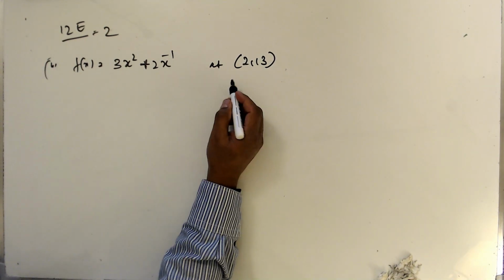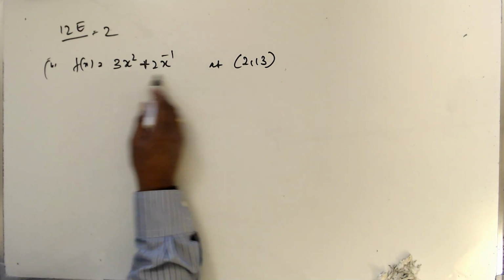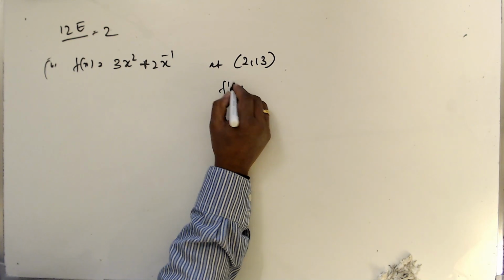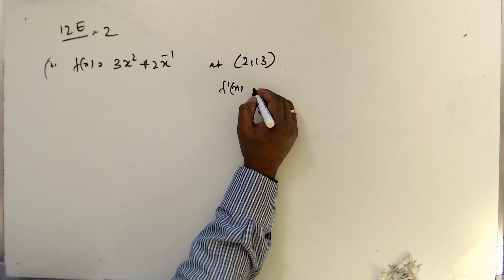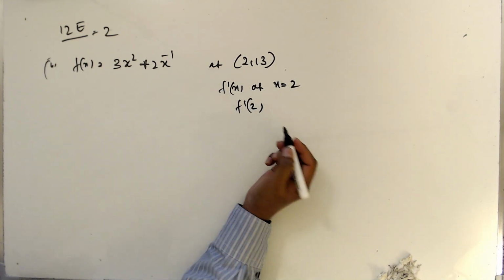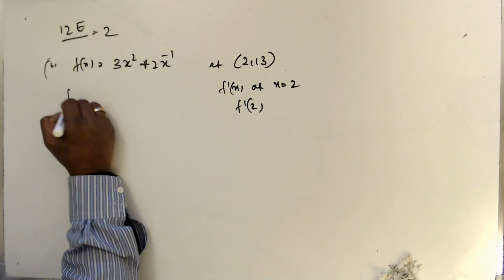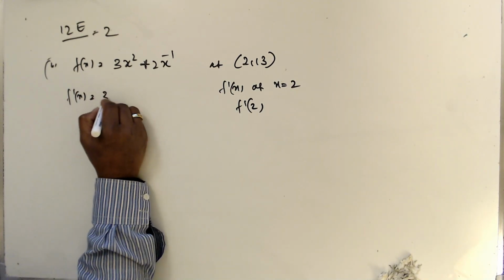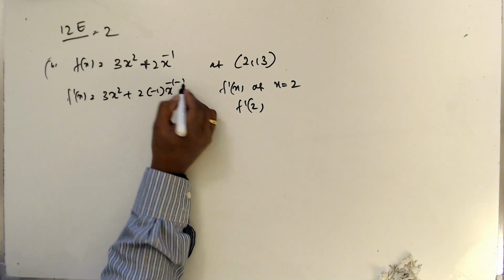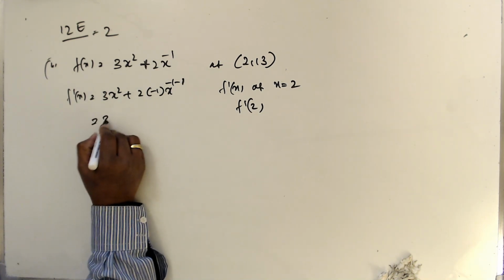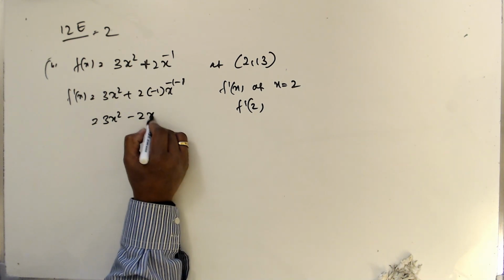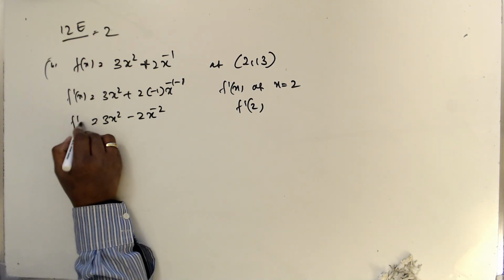We want to find the gradient to this curve at this point. It means we want to find f dash x value at x equal to 2, basically f dash 2 we want to evaluate. So first of all, find f dash x. This is going to be 3x square plus 2 times minus 1 x to the minus 1 minus 1. 3x square minus 2x to the minus 2. So this is f dash x.